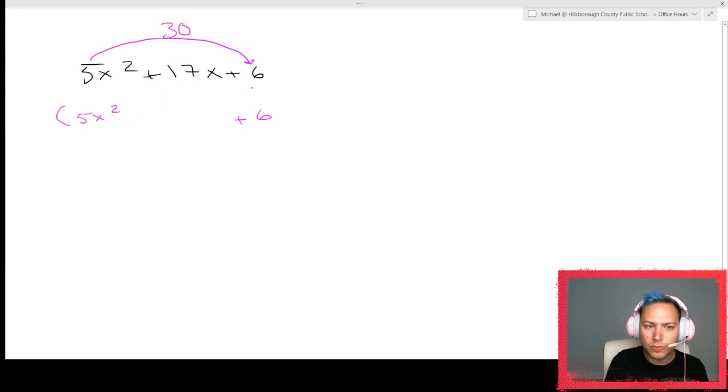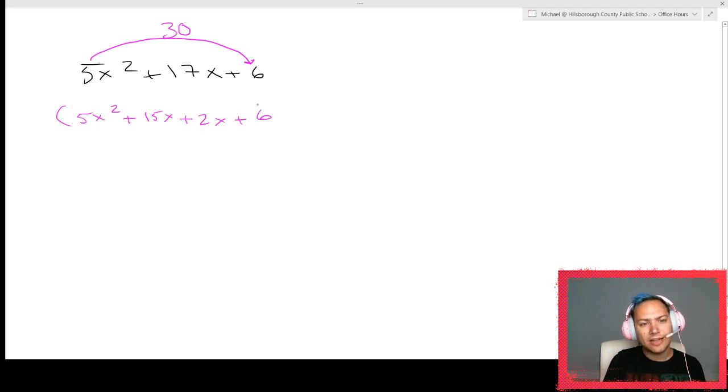So the only way we're going to multiply to get a positive and add up to get a positive is to have something positive and something positive. So now our focus is two numbers that multiply to make 30 but add up to make 17, and they're both positive. Well, I think we're going to be able to do 15x plus 2x. Right? 15x plus 2x gives me 17x. 15 times 2 is definitely going to be 30.